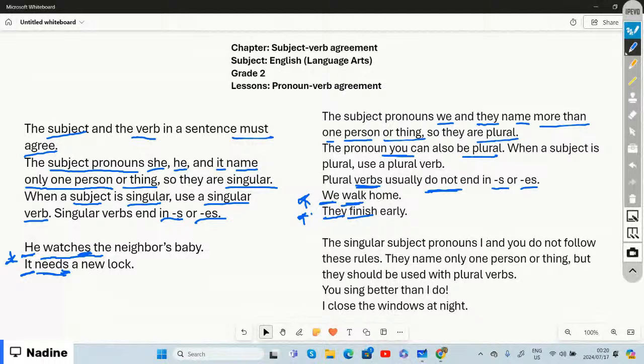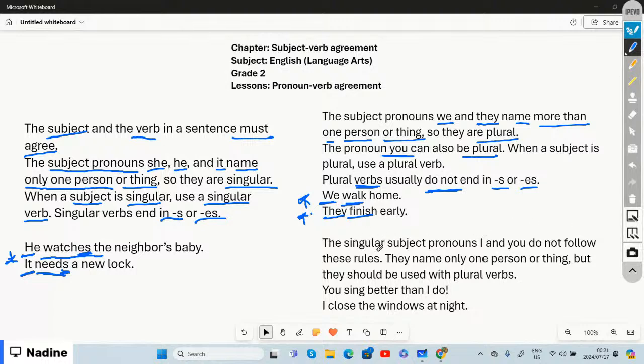But if we refer to more than one thing, so let's say our subject is more than one person, more than one thing, then we refer to we, they, or you, and then our verb does not end with an S or an ES. All right.